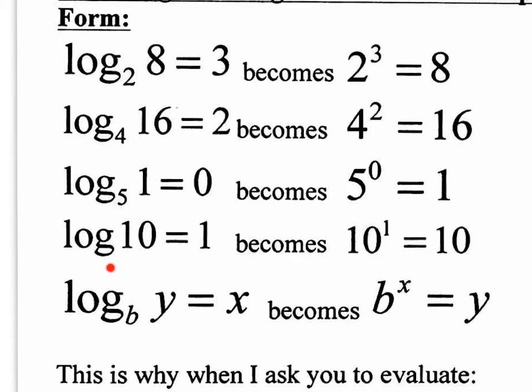So this is a common log. That means there's an invisible base 10 right here. So when you think about it, 10 to what power gives me 10? The answer is 1. 10 to the 1 power gives me 10. B to what power gives me y? That's exactly it. B to the x gives me y. Is this starting to make sense?